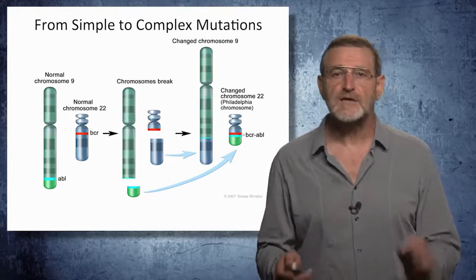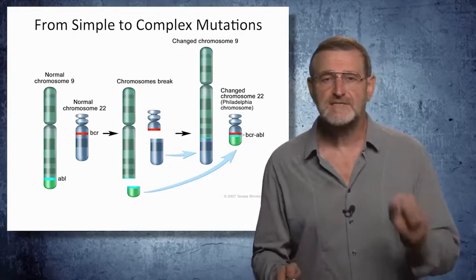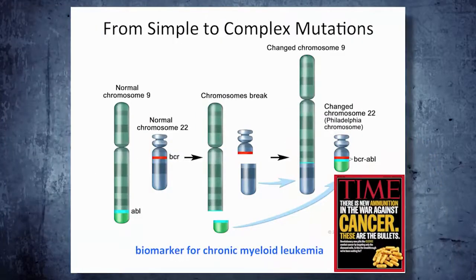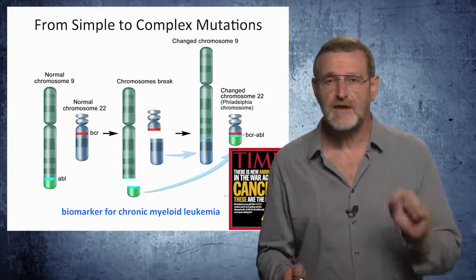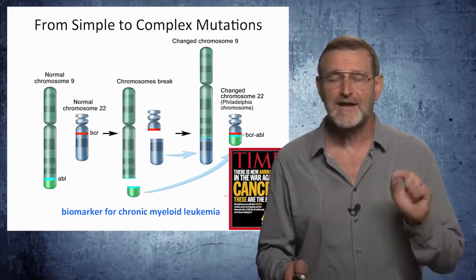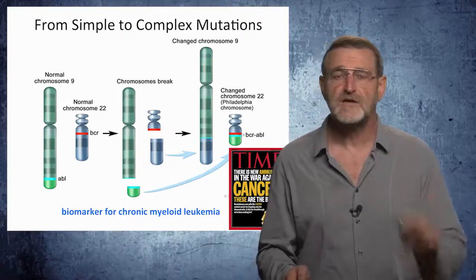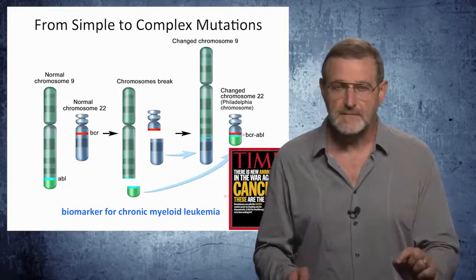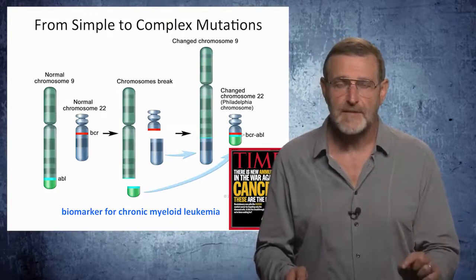Biologists figured out how to detect this event, and it turned out that it is a biomarker for chronic myeloid leukemia. And based on exact knowledge of the biological mechanism, admittedly it's more complex than the mutations we studied, but it's once again a mutation in the human genome, biologists were able to develop a miracle drug called Gleevec that is very efficient for chronic myeloid leukemia.